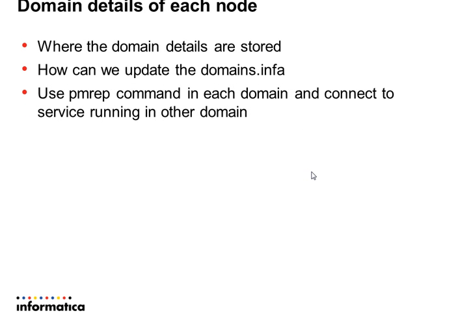But how can I add them? Basically, where are the domain details stored? The domain details are stored in the domains.info file in the Informatica home directory. But directly editing the domains.info file is not advisable. So it is better to use the pmrep command to connect to the source repository from the target domain where the target repository is running.